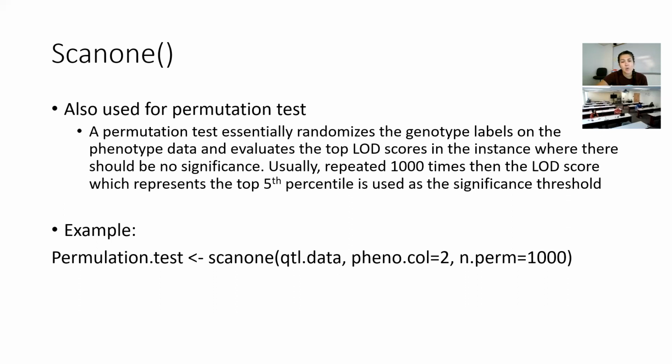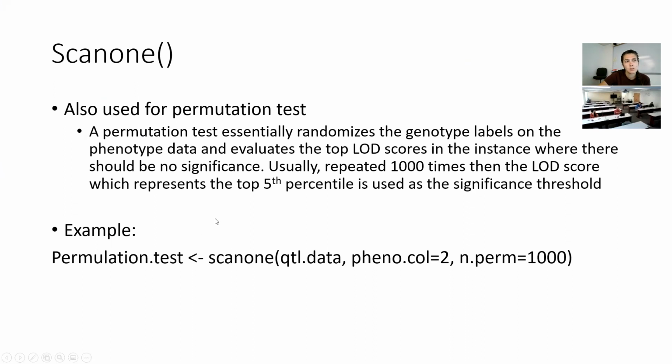And then at that stage, it evaluates what the highest LOD score could be from that data that should have no linkage. And usually the top 5th percentile, like an alpha value of 0.05, or the 95th for your significance, is the number that is used for the permutation threshold. And generally, permutation tests are repeated like 1,000 times so that you have good replication and you approach whatever the 95th percentile would be under infinite times.